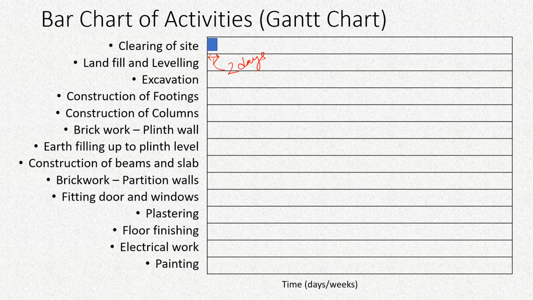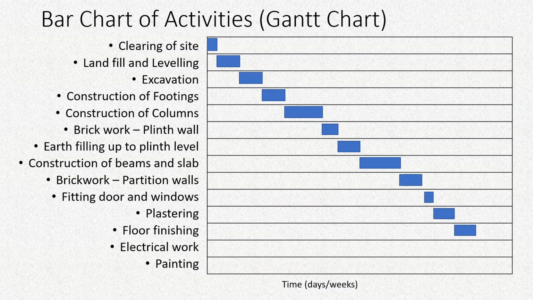After that, after this activity is completed, we can go for landfill and leveling. So that will be again, suppose, taking 4 days and so on. And after that, we'll go for all the other activities in a proper sequence: excavation, footings, then columns, then plinth wall, then filling up of the foundation, then beams and slabs, then partition walls, plastering, doors and windows. And in this way, all these activities will be scheduled.